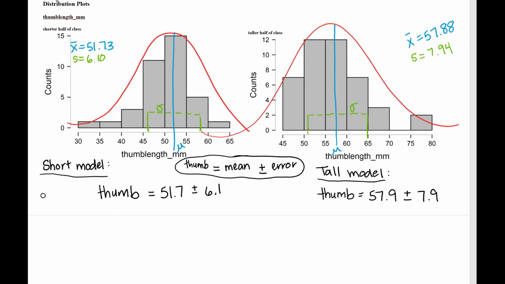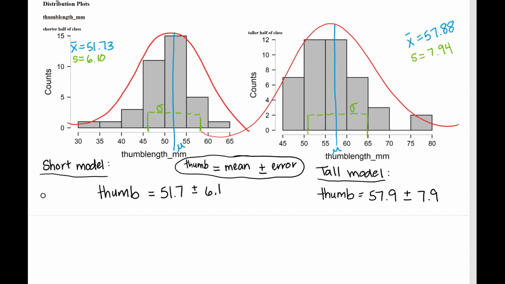So here, the short half of the class model, I predict that for shorter people, their thumb length is centered, the center of that population is somewhere around 51.7. That's what I think. But I also think that the average spread of the data around that point is about 6.1 based on what we know. So if somebody walked into the class, I might guess 51.7 because close to 51, 52 is probably about right based on this population.